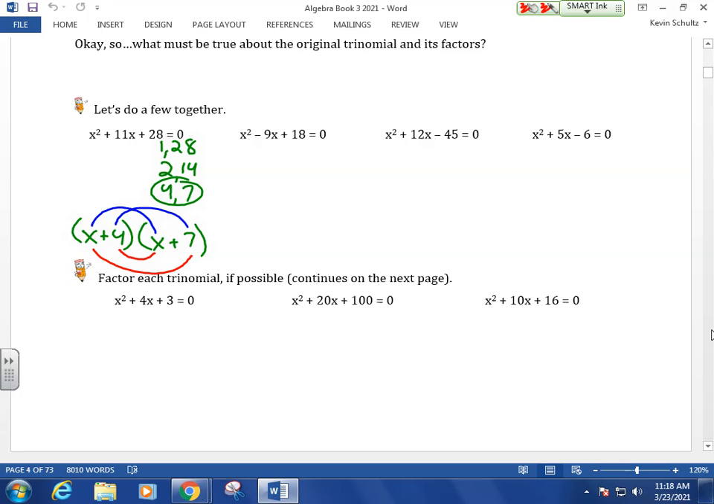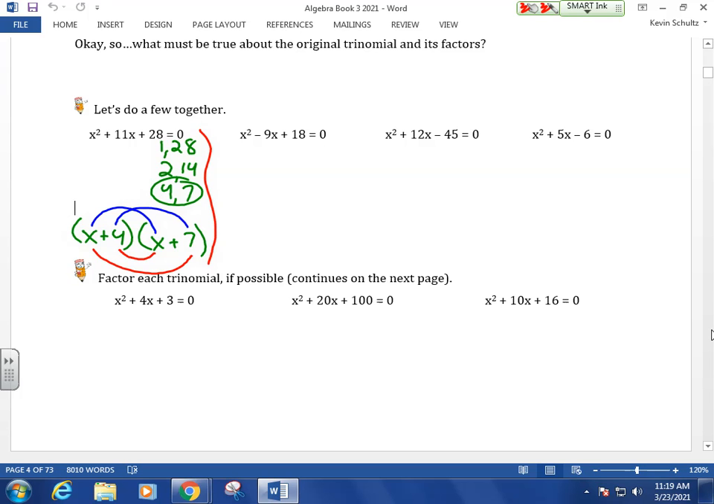Okay. Lucas. Good question. Does it matter which set of parentheses gets the 4 and which one gets the 7? Why not? Because it's multiplication, and what do we know about multiplying stuff? Order doesn't make a difference. So if you put x plus 7 times x plus 4, it'd be the same thing. Okay?